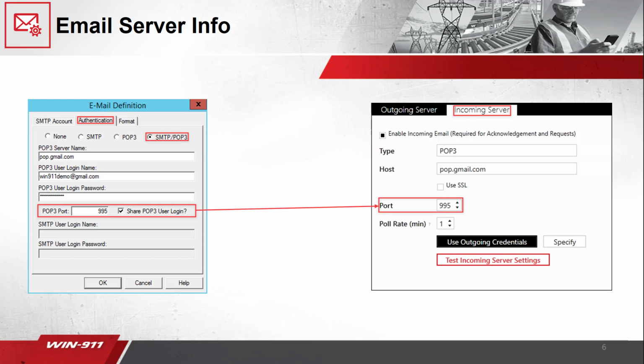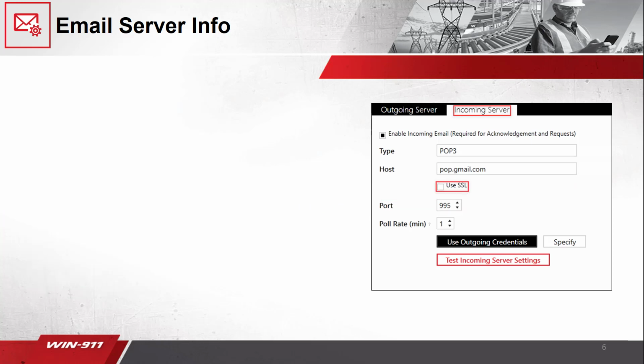So we'll also bring in the port number there, and you'll also have to turn on SSL here, just like on the outgoing server. So that's it for the server information. That's what we're going to bring over. You may need to revisit this after the conversion if you need to do some editing of these settings.